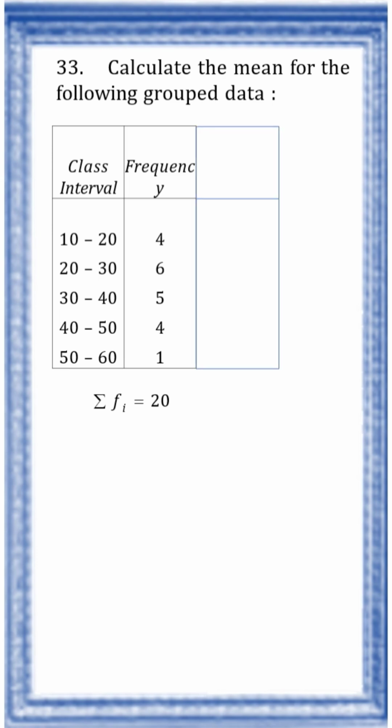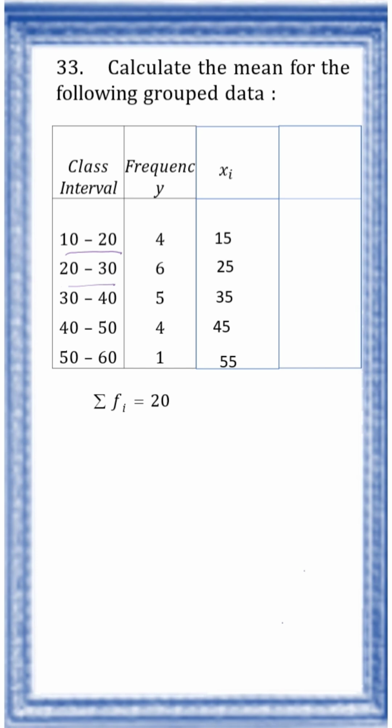Now let us add one column to find, let us solve it by direct method. Xi means midpoint. 10 to 20, midpoint is how much? 15. Either way you can do: 10 plus 20 is 30, 30 by 2 is 15. Or you can go on adding 10, 10, 10, 10, because the class size is 10 here. 25. You know how to calculate it.